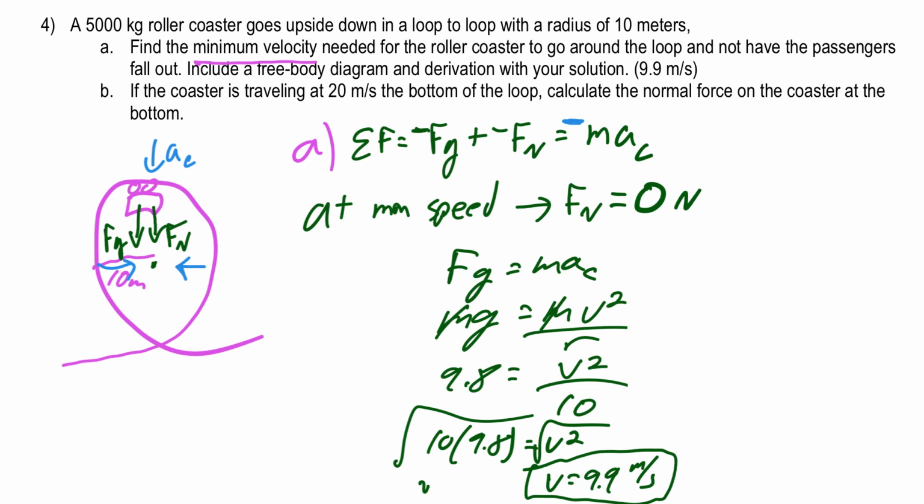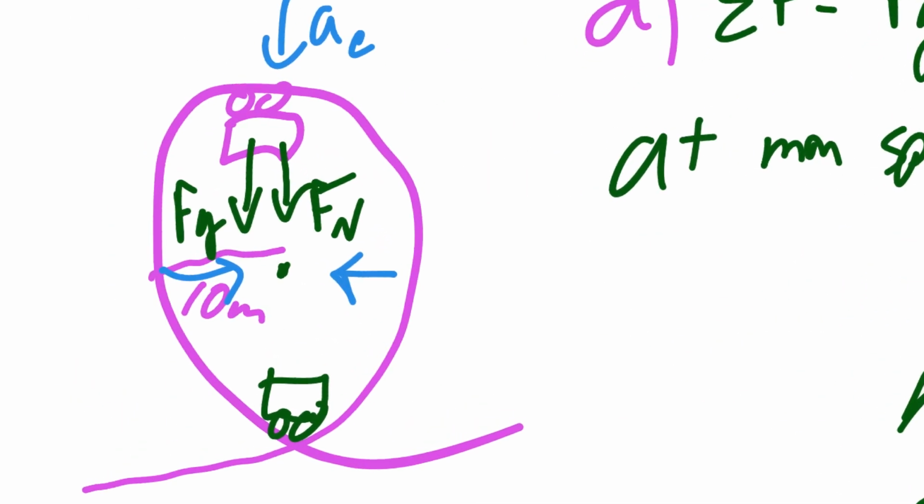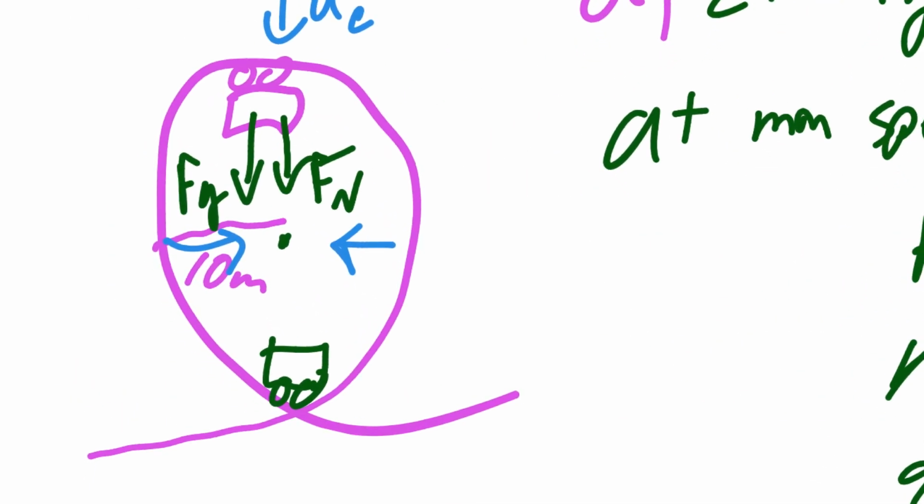All right, so now we're looking at the bottom of the loop. So let's look at the bottom of the loop. At the bottom of the loop, our free body is going to change a little bit. Why don't I zoom in on the free body and then we'll zoom out later.